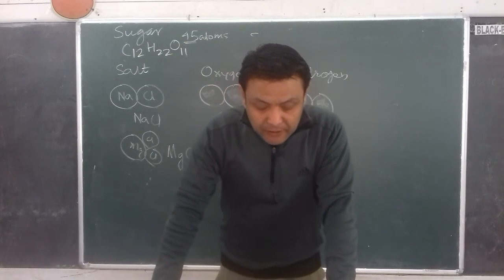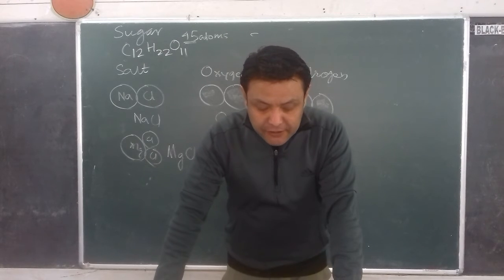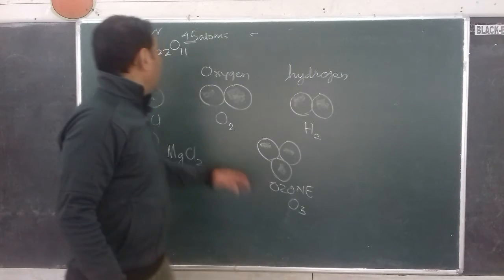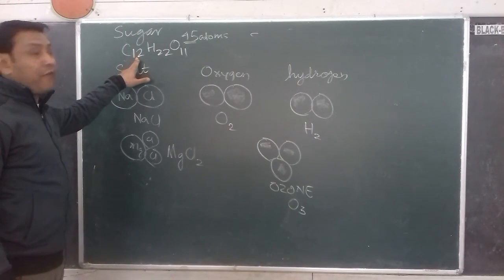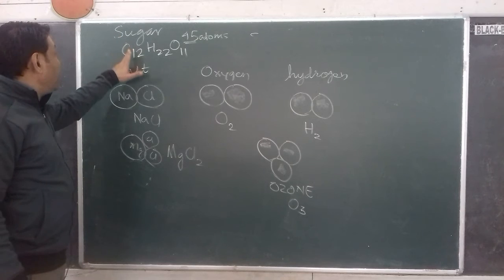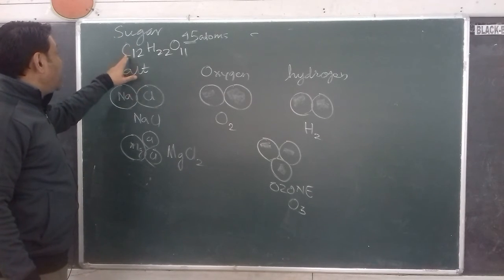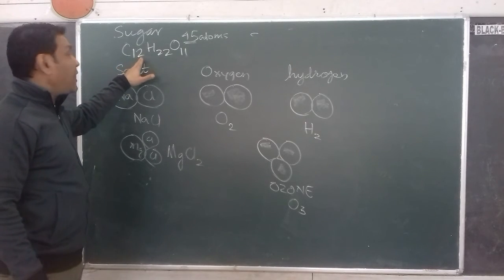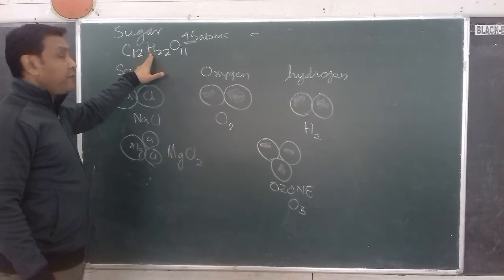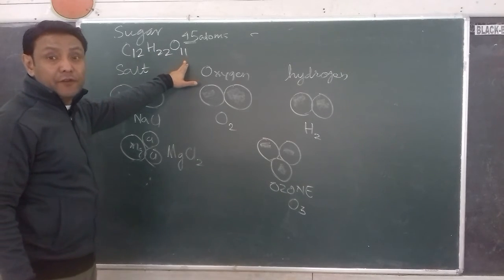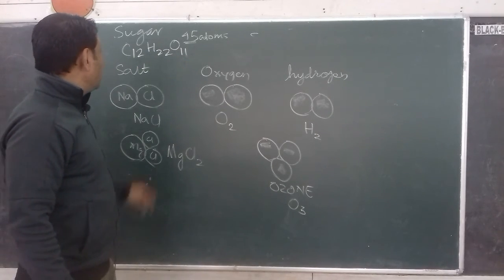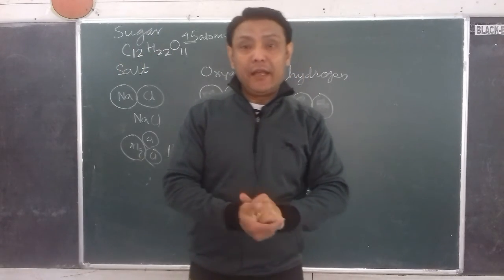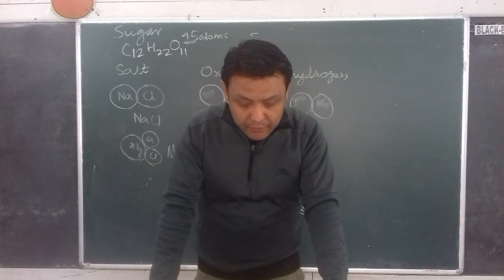The molecules of compounds have atoms of different elements combined in a fixed whole number ratio. For example, a molecule of a compound like sugar, which tastes sweet, is made up of 12 atoms of carbon, 22 atoms of hydrogen, and 11 atoms of oxygen. So in the ratio of 12, 22 and 11, the atoms combine in a whole number ratio.